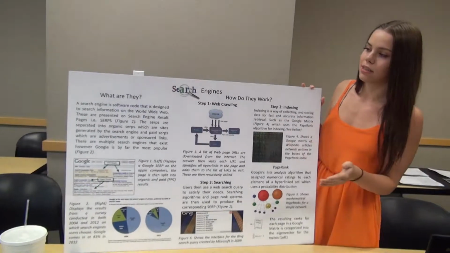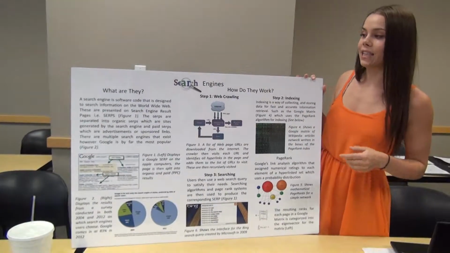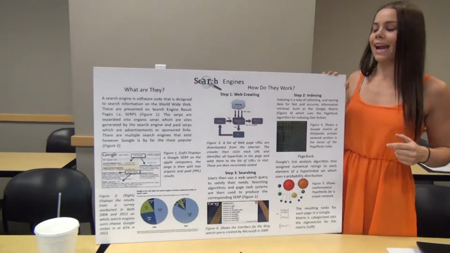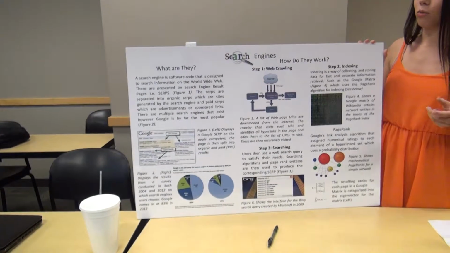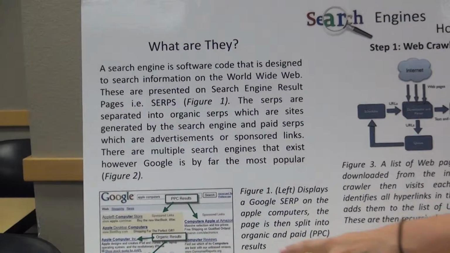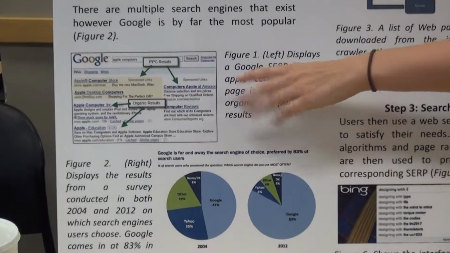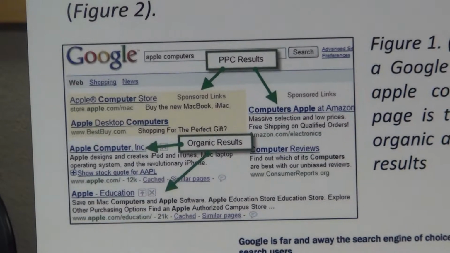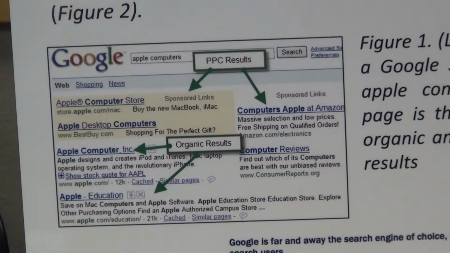So we'll start off with just what a search engine is. It's just software code that's designed to search the web using keywords. Those results are presented to the user using what are called SERPs, search engine result pages. You can see down there an example of Google's SERP, and they're split into two types: organic SERPs and paid SERPs.